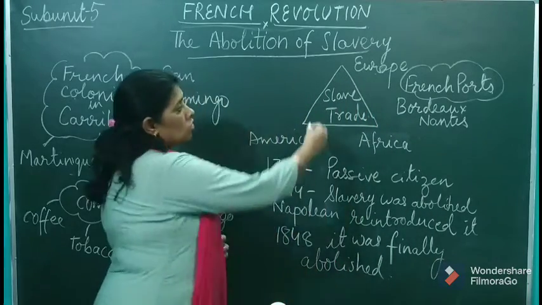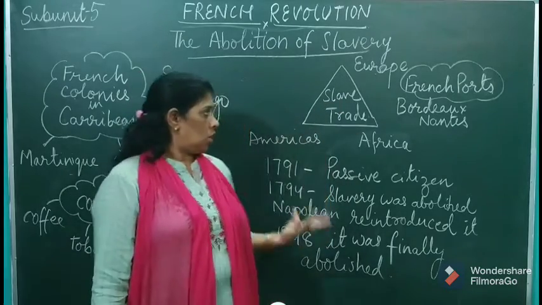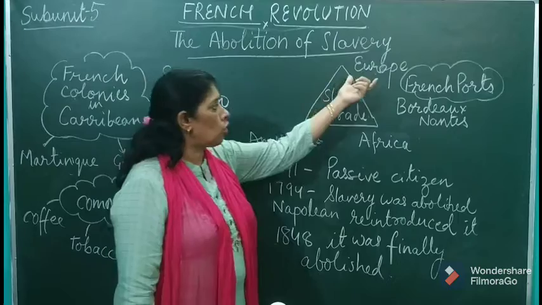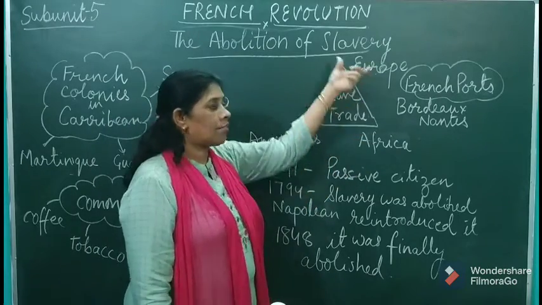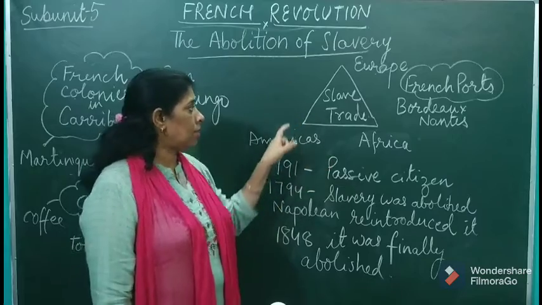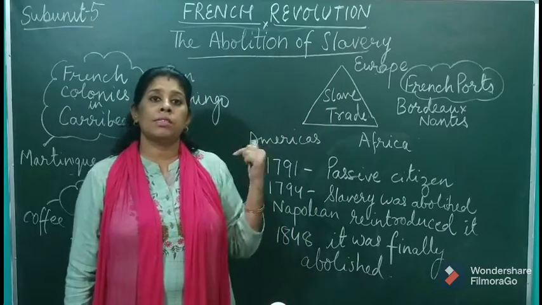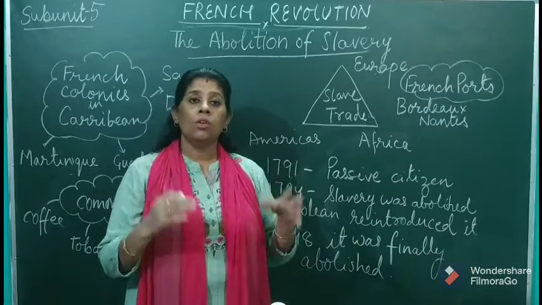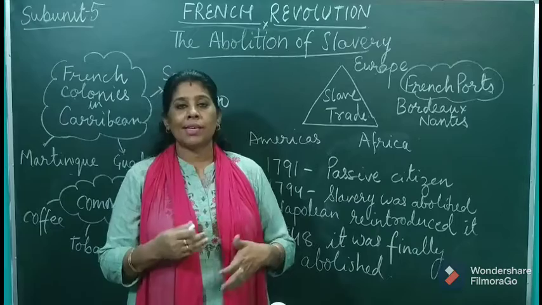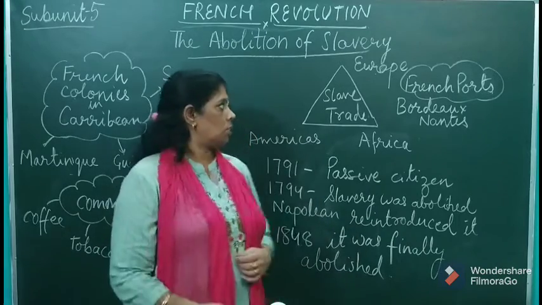Now there was a triangular slave trade. Triangular means three continents: Europe, America and Africa. The trade was conducted between these three continents. Now when we talk about trade, that means a business, a separate business which is conducted with slaves, purchasing and selling of the people who will work in the plantation, right?